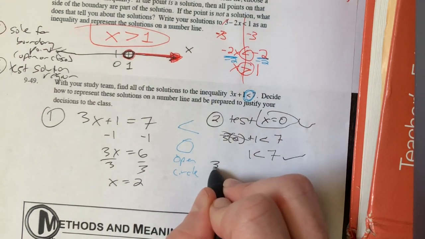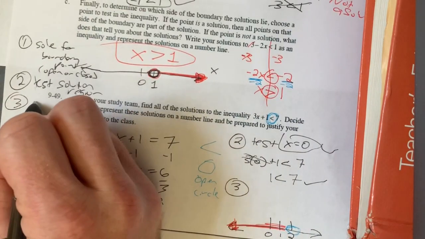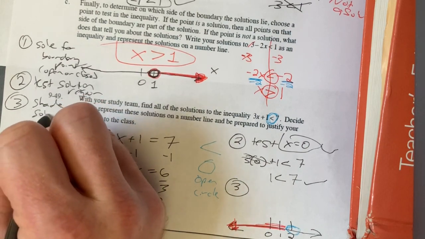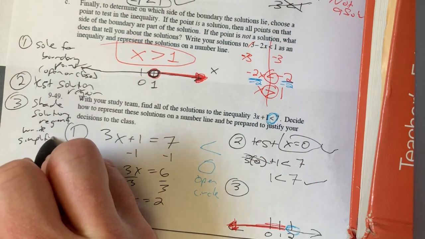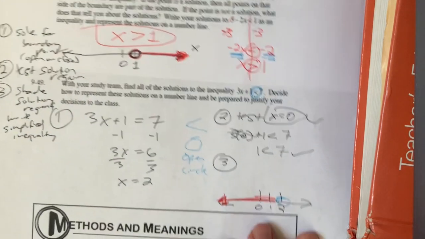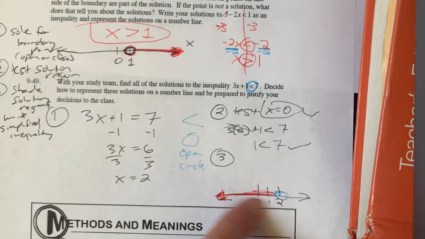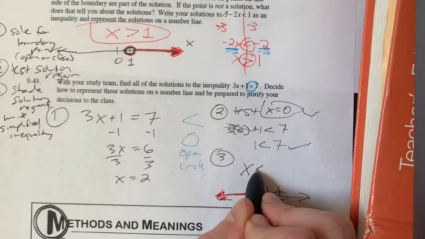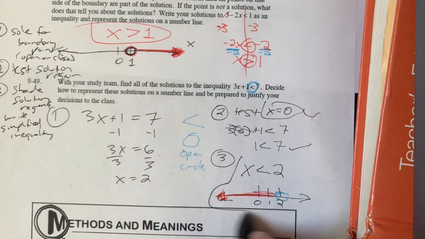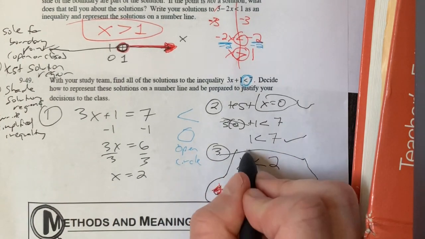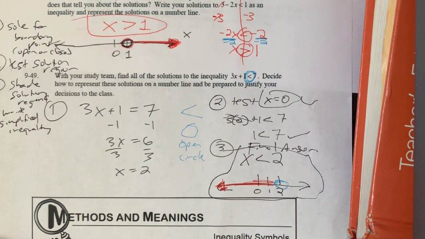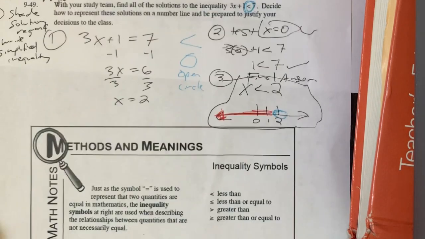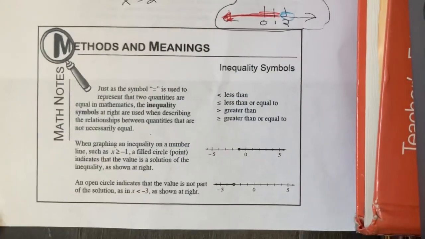Step 3 really would be to shade the solution region and write the simplified inequality. That's referring to the solutions. So our simplified inequality here is that x cannot be 2, but it can be less than 2. So this is our final answer. Take a look at that and think about that. If you have any questions, email me, or comment on this Google Classroom day for day 9, and we should be good.